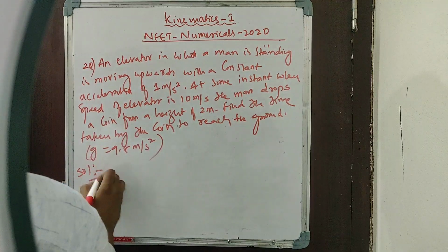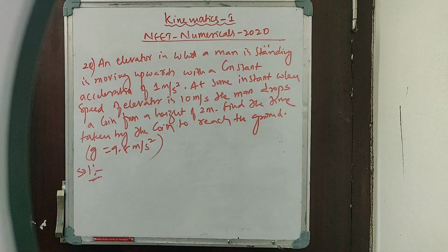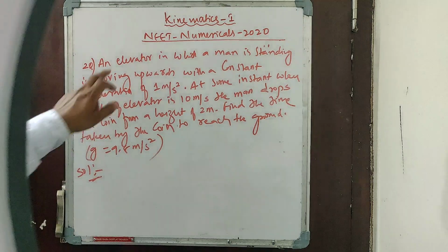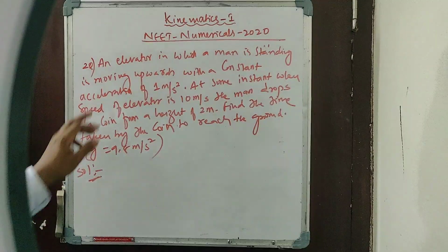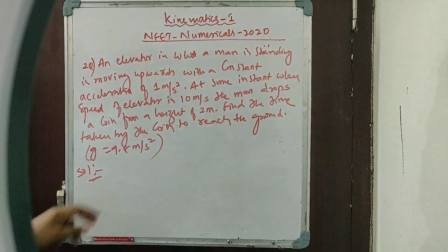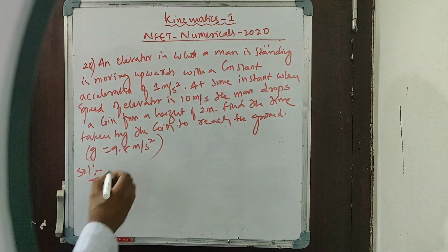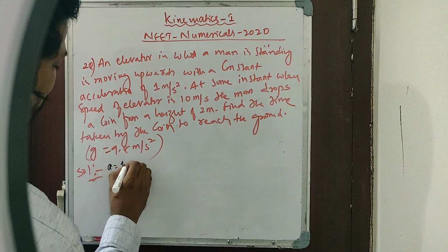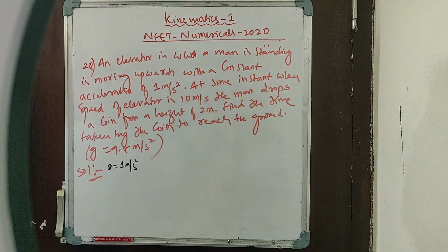The question appears to be very big, but the answer is generally a one-step part definition. In the short trick, I had given you the trick for that given condition. You can just leave the conditions here. An elevator in which a man is standing is moving in the upward direction with a constant acceleration of 1 meter per second square. At the same instant, when the speed of the elevator is 10 meter per second, the man drops a coin from the height of 2 meters.